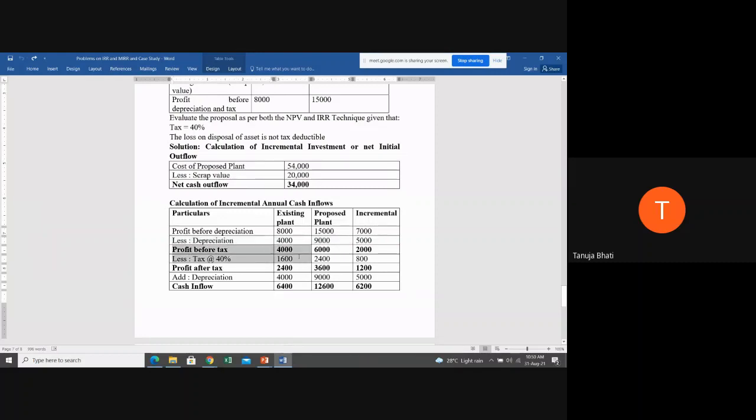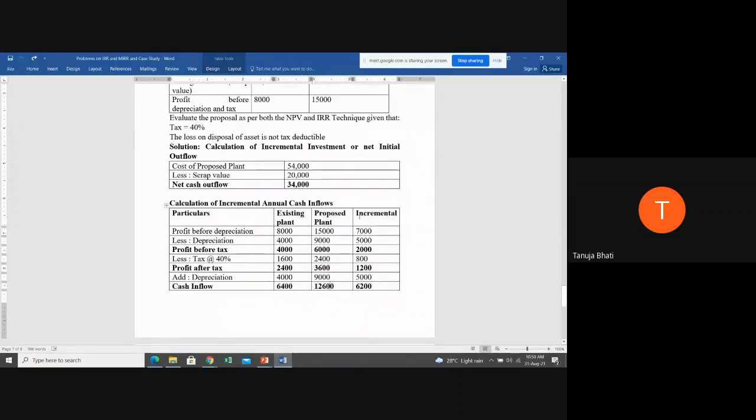You get profit before tax. You have to deduct tax at the rate of 40% on 4,000 and 6,000. Then you get profit after tax. To this profit after tax, you have to add back depreciation. Why? Because you want to know cash inflows, and depreciation is a non-cash item. You had deducted depreciation because you wanted to deduct tax. Now the cash inflows are 6,400 and 12,600.